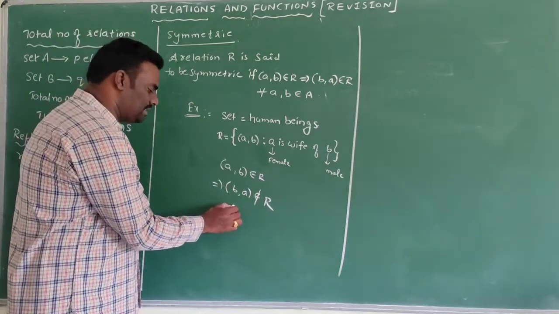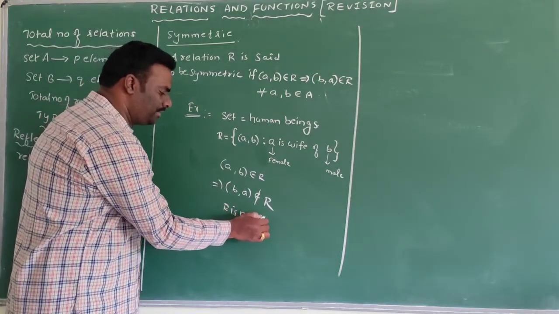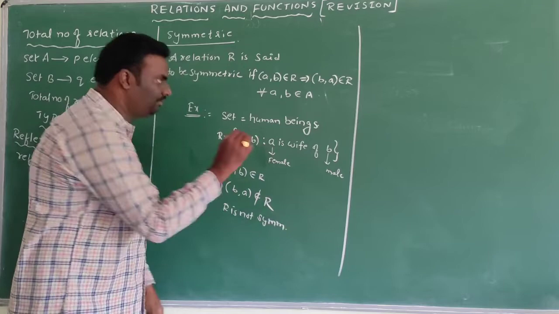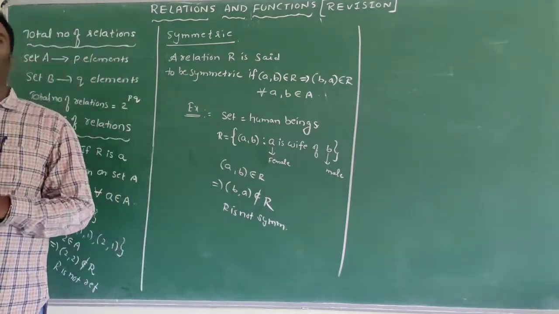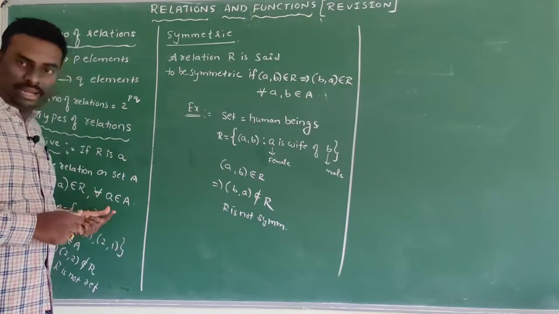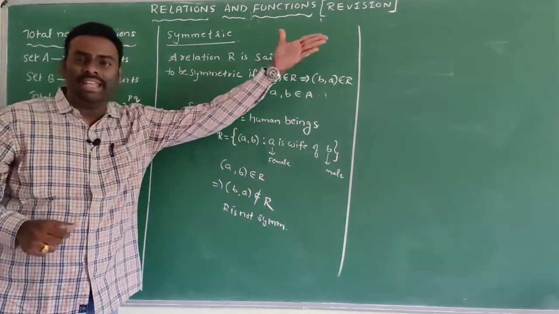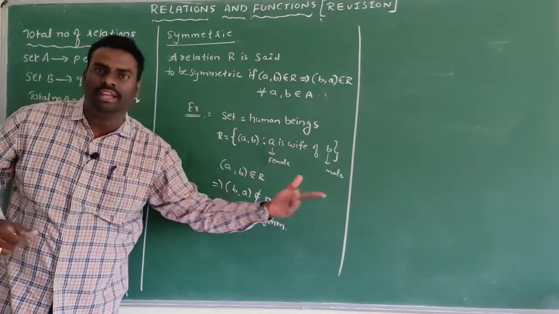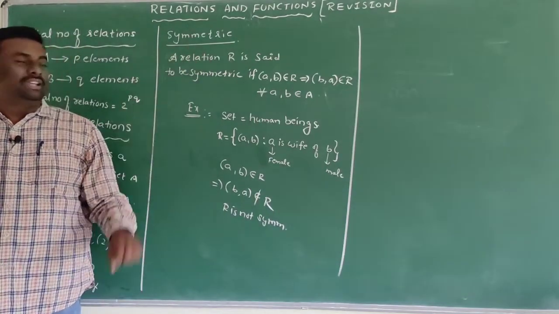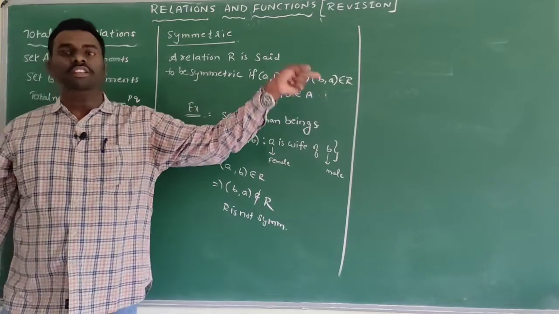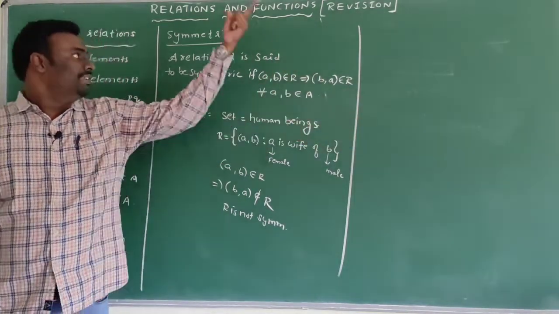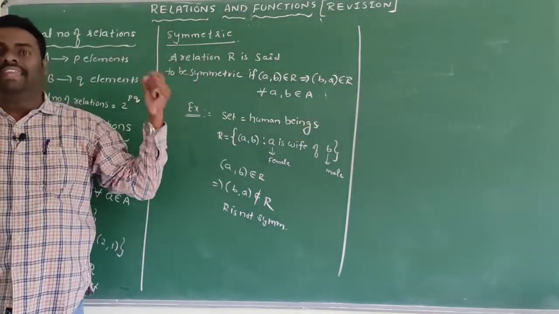Then R is not symmetric. Why do I explain this method? Relation means we need to explain by taking numbers, and by taking persons also we can explain. This is symmetric relation. If (A, B) belongs to R, then (B, A) also belongs to R. Then the relation is called symmetric relation.